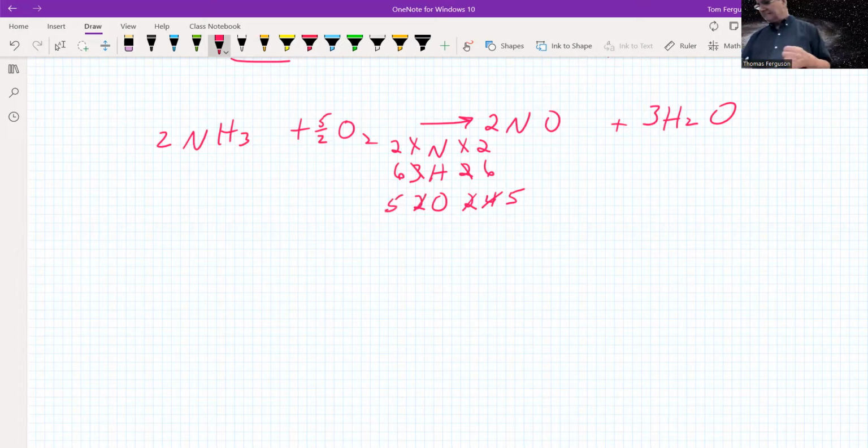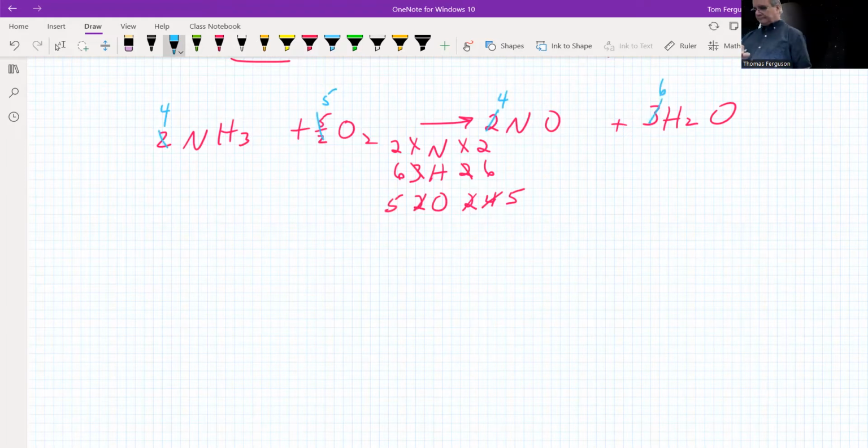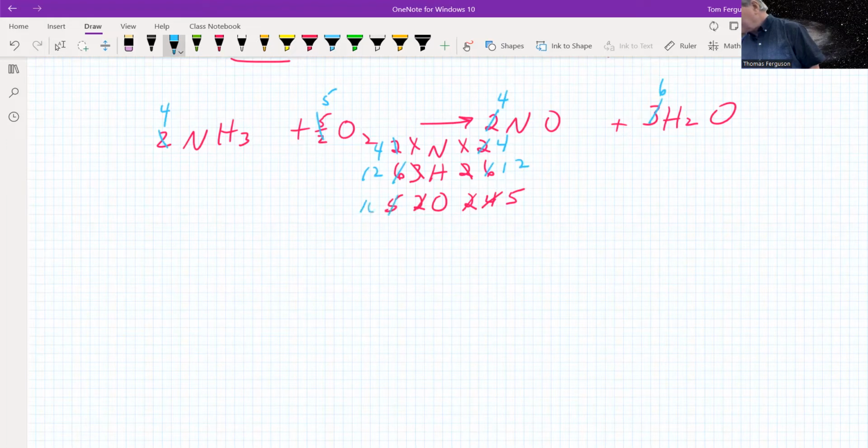Now we have 5 halves. Well, we've got to clear the fraction now, so we're going to clear the fraction by multiplying everything by 2. If we do another inventory, we're going to end up with 4 and 4, 12, 12, 10, 10.